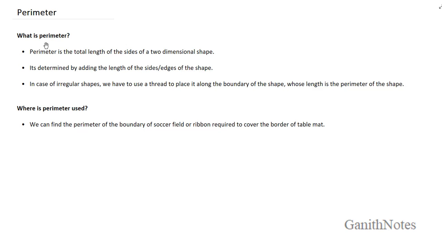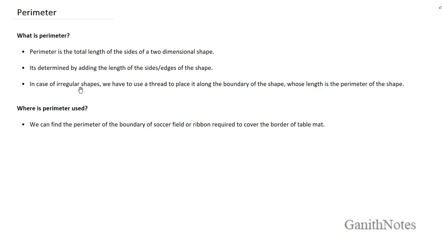Today we are going to discuss the topic of perimeter. What is perimeter? Perimeter is nothing but the total length of the sides of any two-dimensional shape. So how do we find the perimeter of a particular figure? It can be found by adding the lengths of the sides of that shape.